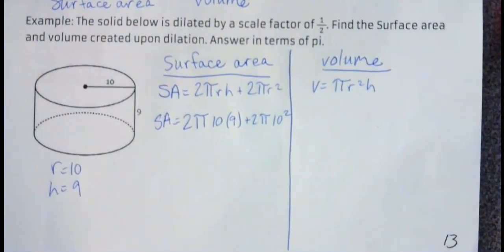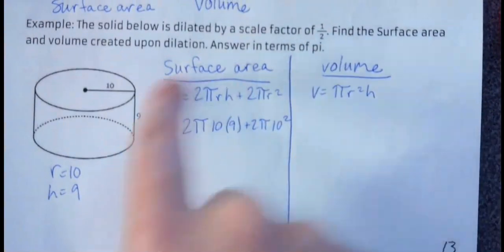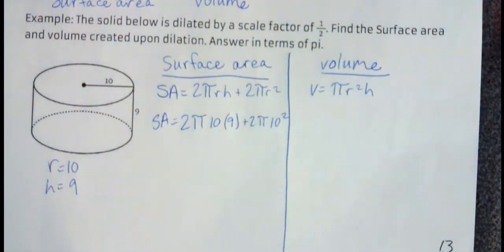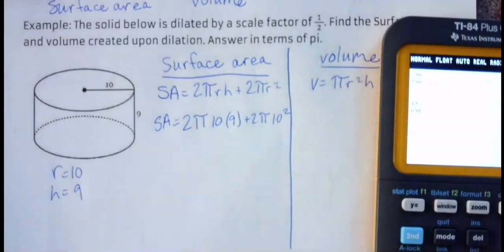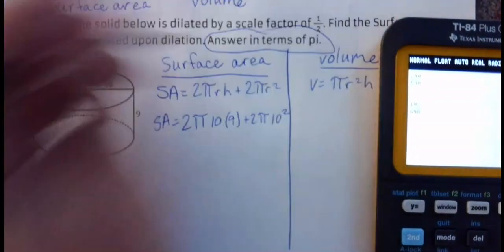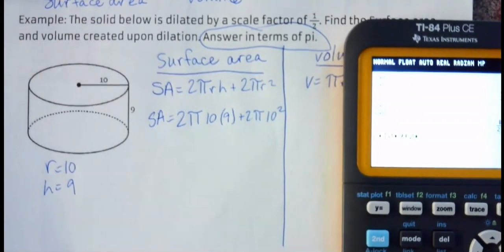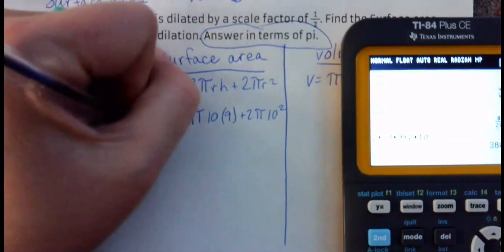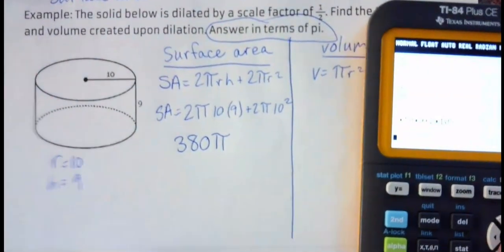This is the surface area of the original shape. So we will find the surface area of the original shape, and then we'll take that scale factor, and for surface area, we will square it, multiply it by that original surface area, and then we have the surface area of the second one. All right? Okay. It says also answer in terms of pi, so don't put pi in the calculator. 2 times 10 times 9. You get 380 pi.